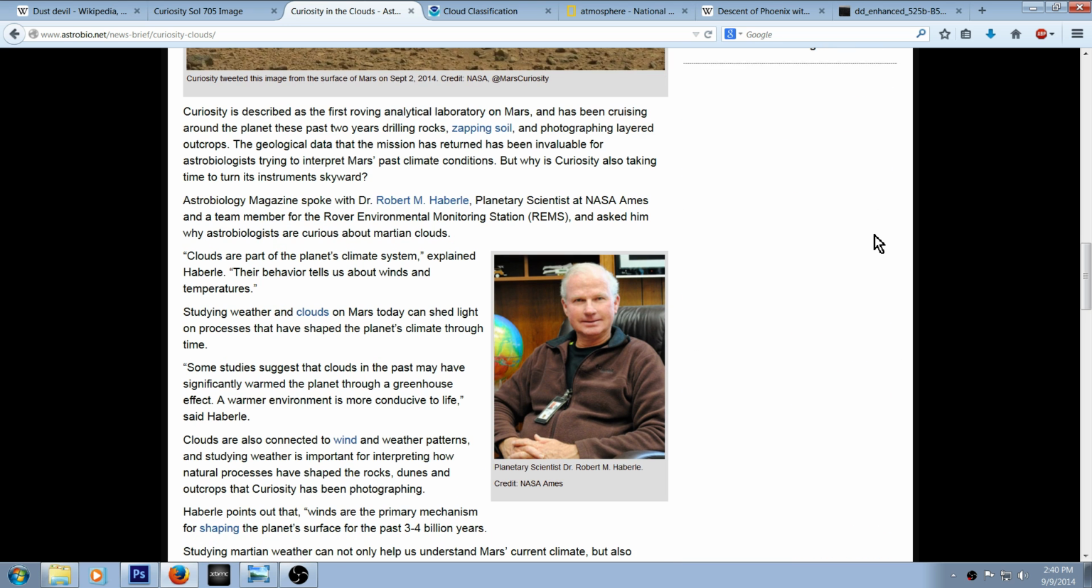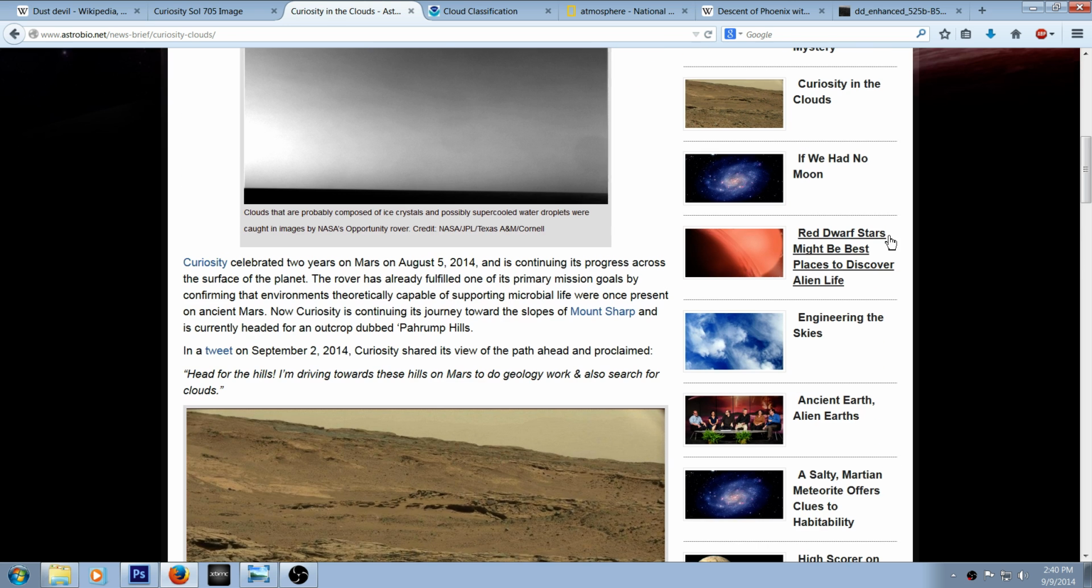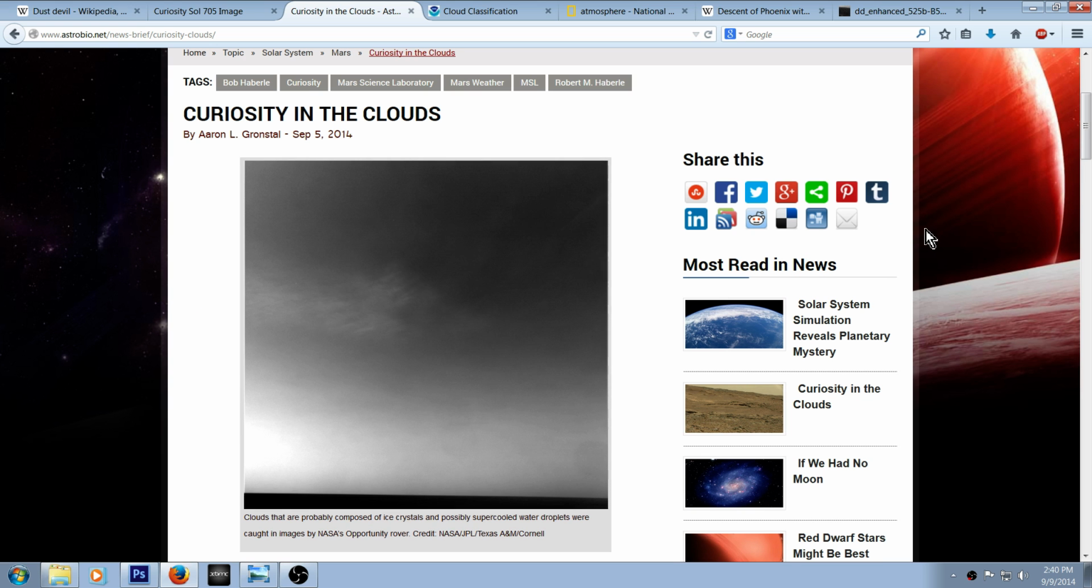Clouds are part of the planet's climate system, explained Haberl. I think it's Haberl. Their behavior tells us about winds and temperatures. Studying weather and clouds on Mars today can shed light on processes that have shaped the planet's climate through time. So, again, now suddenly they're worried about the temperatures and everything? Come on, man. They already knew this. We got orbiters out in space that are already checking the atmosphere. They already know this stuff.